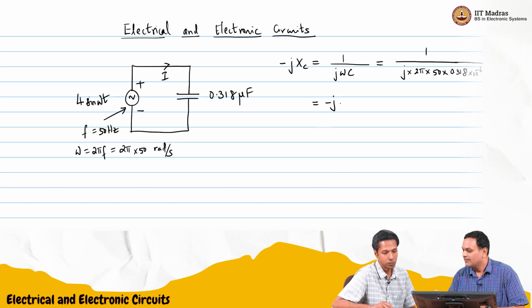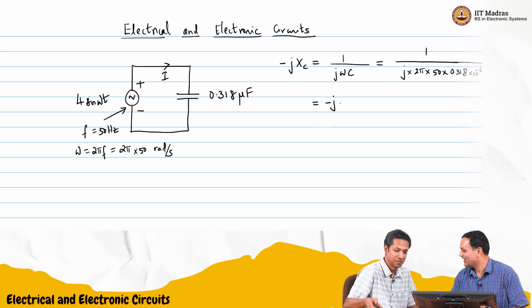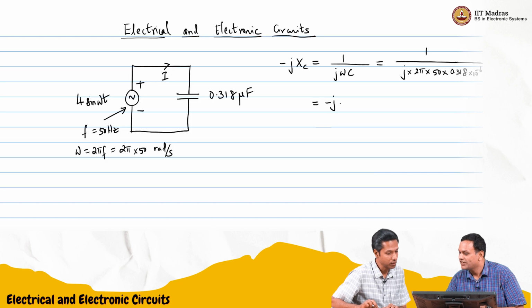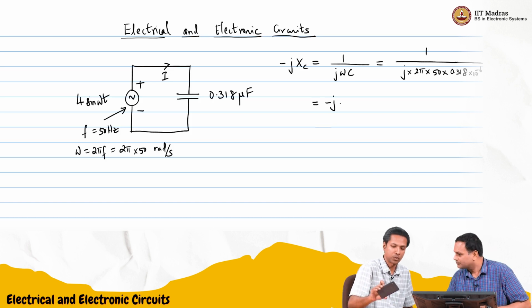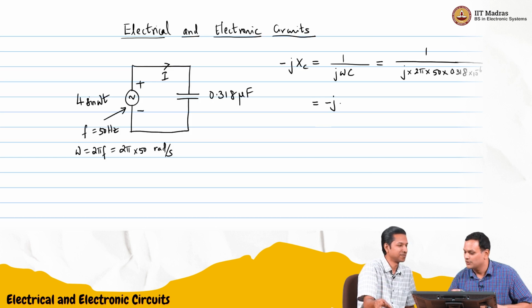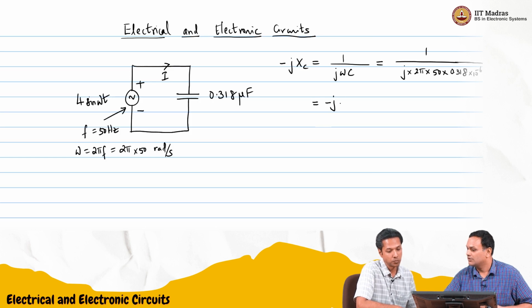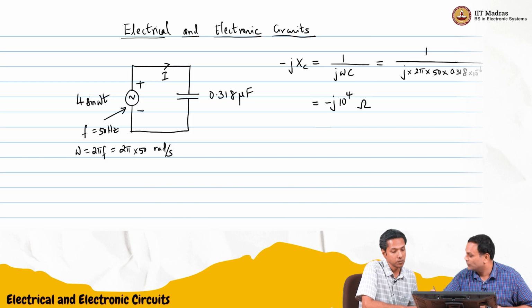Times, we need a calculator. Yes, I have one handy. 2 into 3.14 into 50 into 0.318. It's very close to 100. Then I have 10 power minus 6, so the denominator is 100 times 10 power minus 6, which is 10 power minus 4. So we get 10,000, I'll just call it 10 power 4. And the unit will be ohms.